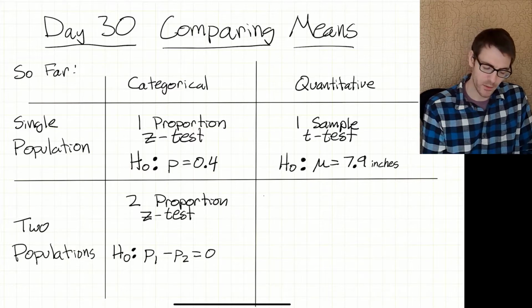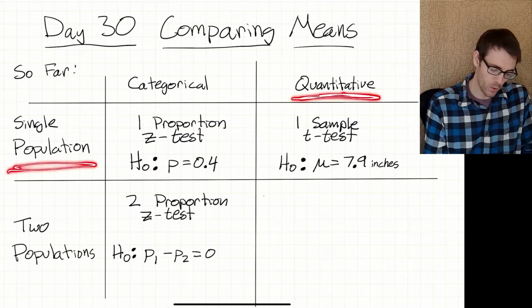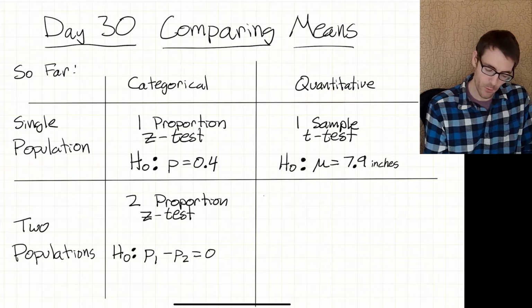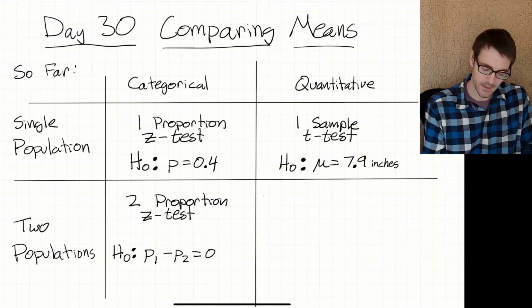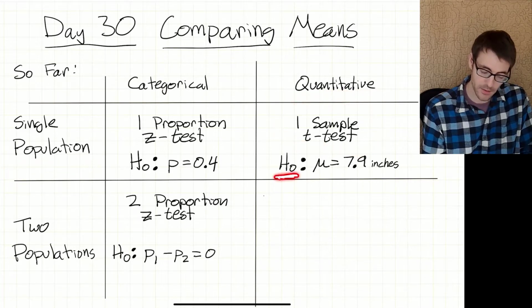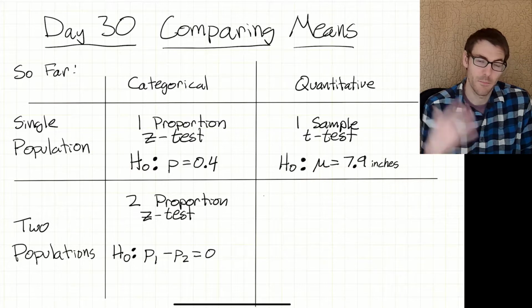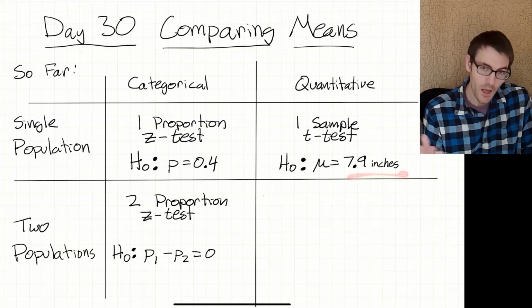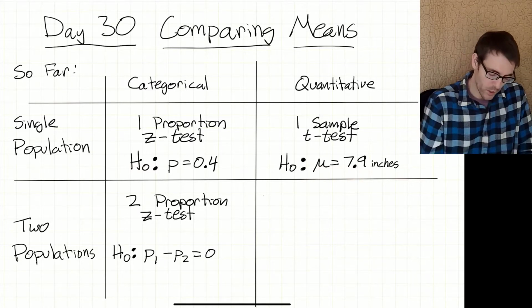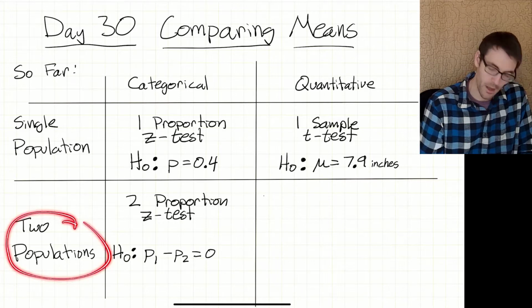The next time, when we did quantitative variables, again working with a single population, for our one sample t-tests, our null hypothesis was typically that the population parameter, so this population mean, was again some predetermined value. Last time, however, we started working with multiple populations.